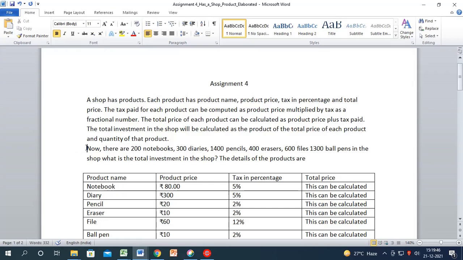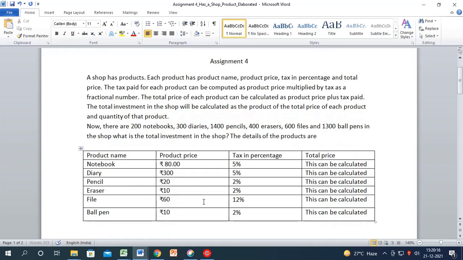Now there are 200 notebooks, 300 diaries, 1400 pencils, 400 erasers, 600 files and 1300 ball pens in the shop. Then what is the total investment in the shop? So that is something which you need to find out. Suppose, and these are the details of the product. So with this information you have to go ahead for the class.